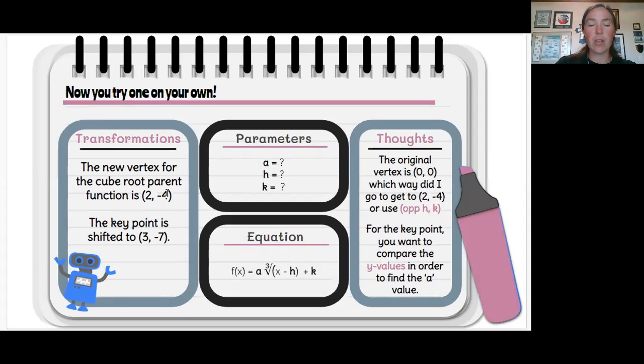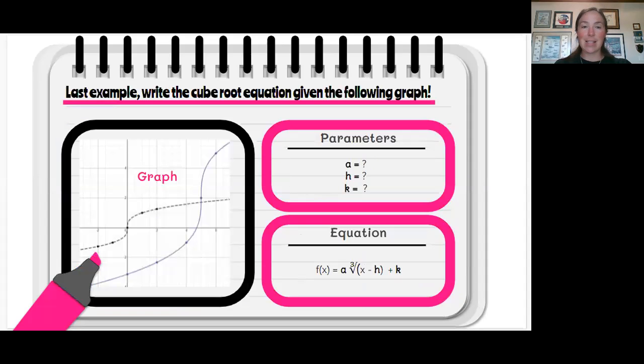So what did I do to get from -4 to -7? Okay, did I add or did I subtract? And that'll tell you if this is going to be a positive or a negative value when you're plugging them in. All right, lastly, this is writing the cube root function if we're given the graph.